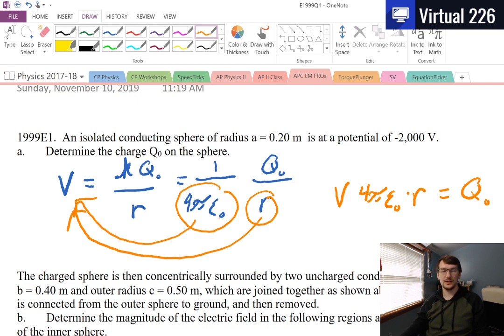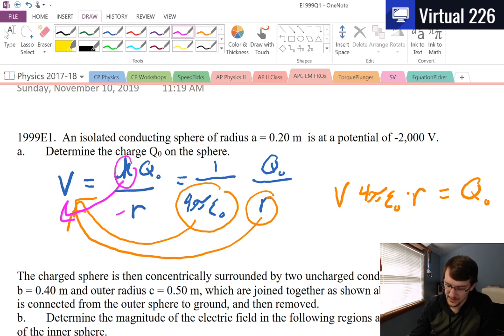And at that point, it is just a matter of throwing down values. Another way we could do this, if you didn't want to do the 1 over 4 pi, we could just divide by K and then multiply by R. It's a little bit easier to do here. So we can just say V times R over K equals Q naught.